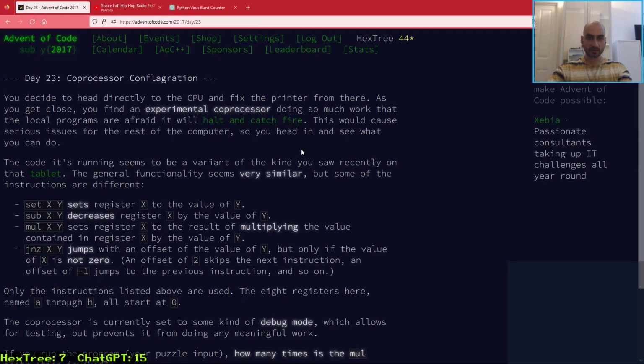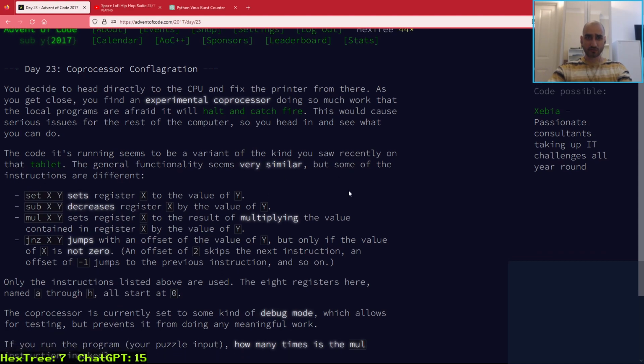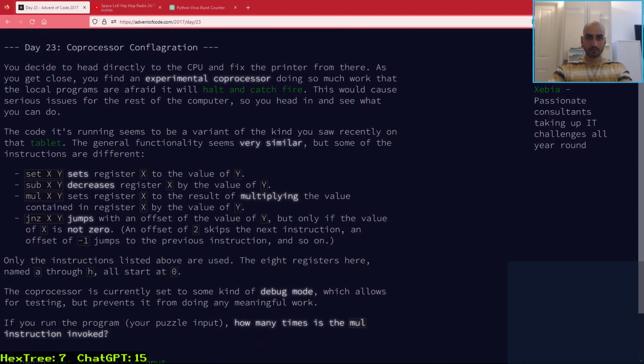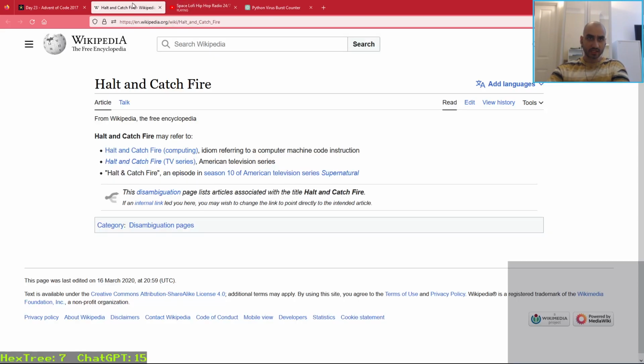Day 23. We're almost on Christmas Day. Okay, day 23. Coprocessor conflagration. You decide to head directly to the CPU and fix the printer from there. As you get close, you find an experimental coprocessor doing so much work that the local programs are afraid it will halt and catch fire.